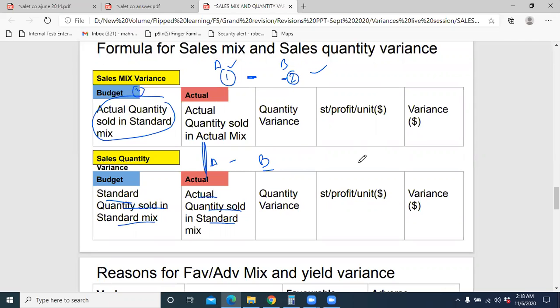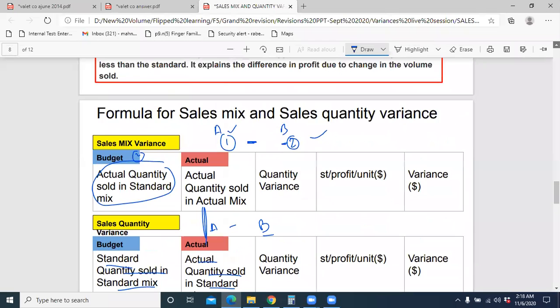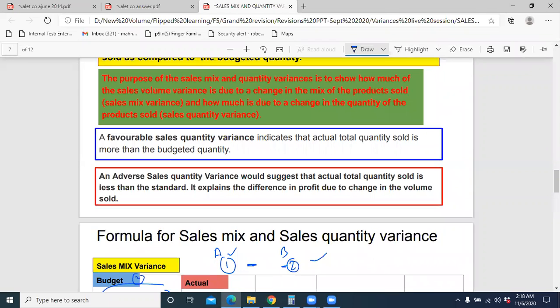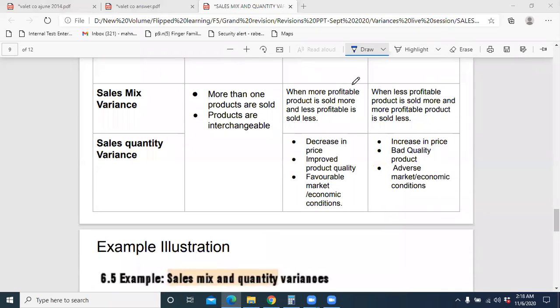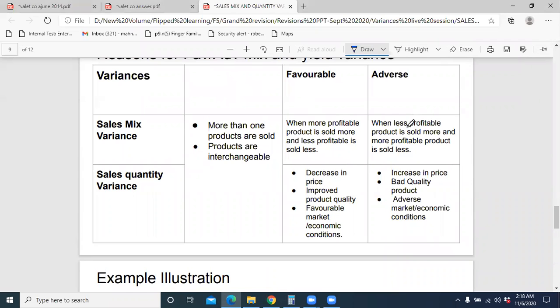Now you know the reason for the sales mix variance to be adverse: you sold the least profitable product more, and you have deviated from your sales mix in such a way that you're selling the least profitable more. That's what makes the sales mix variance adverse. And favorable would happen when you're selling the more profitable product more. Okay. Sales quantity variance. That's it. Thank you.